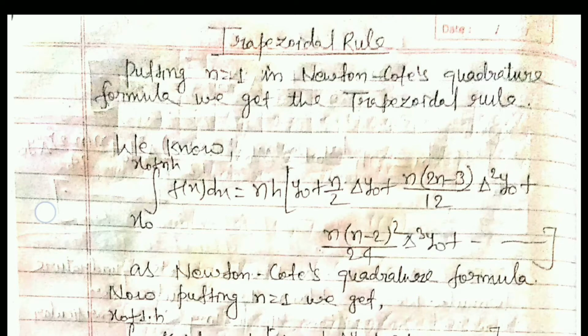And if we put n equal to 1 in this Newton-Cotes quadrature formula, then we get the expression that is known as the trapezoidal rule. It is named the trapezoidal rule because it can also be derived by the process of summing trapeziums. That is another process that I'm not discussing here. In this method, we just put n equal to 1 in the Newton-Cotes quadrature formula, and then we get the trapezoidal rule.